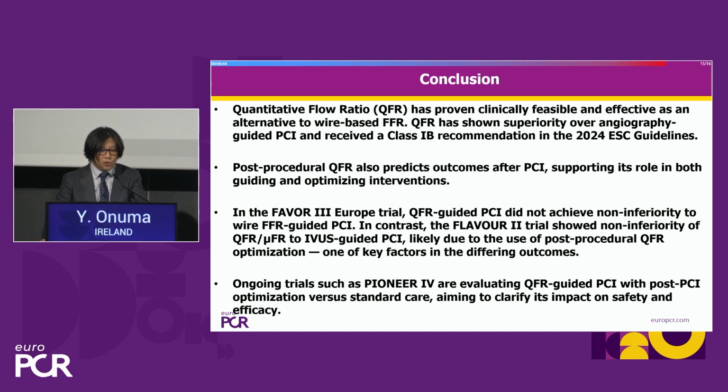In the FAVOR 3 Europe trial, the QFR did not achieve the non-inferiority. In contrast, in the FLAVOR 2 trial comparing the QFR, mu QFR guidance versus the IVUS guidance, the non-inferiority was achieved. Likely due to the use of the post-procedural QFR optimization, one of the key factors in the differing outcomes. Ongoing trials such as PIONEER 4 will further clarify this issue. Thank you for your attention.